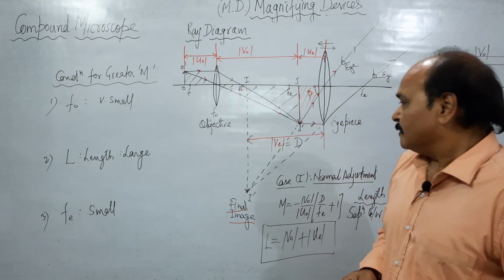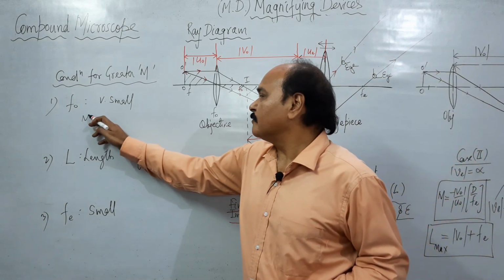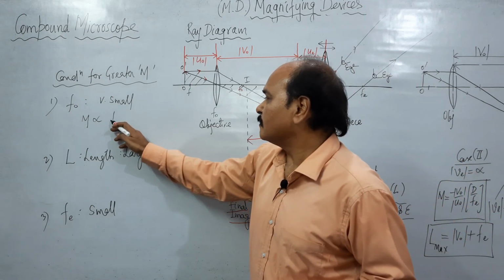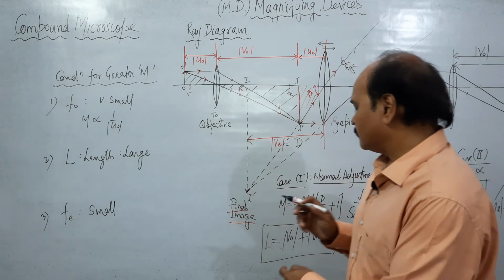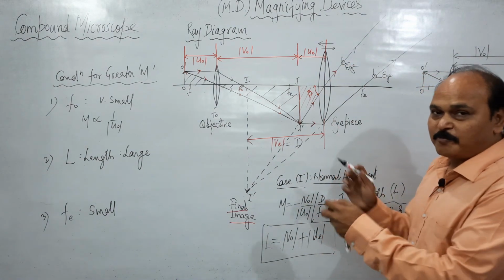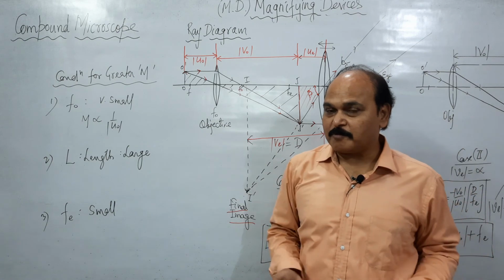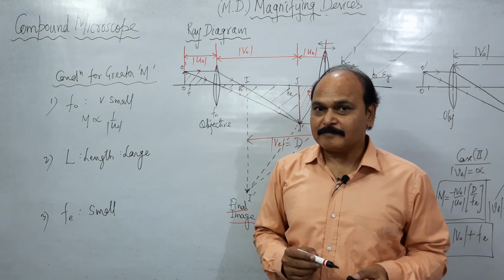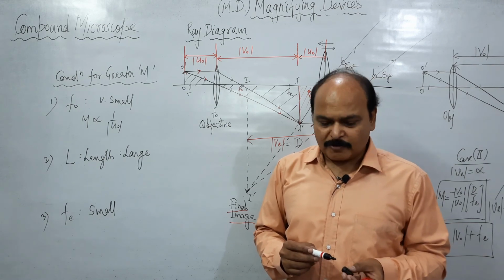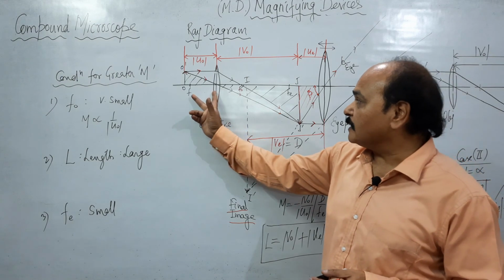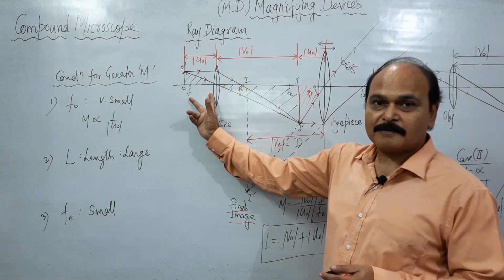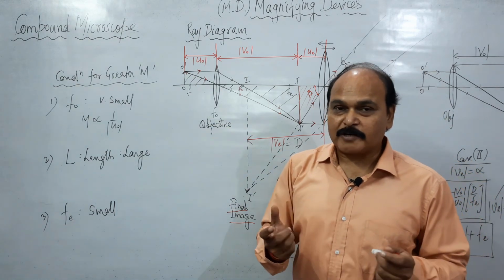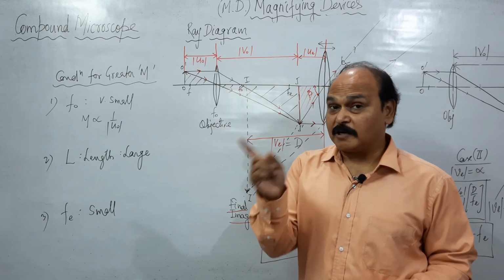Well, see, M of a microscope is inversely proportional to U naught. Can you see it? U naught. Smaller is U naught, that is the distance of object from objective, greater is going to be the value of M. What is U naught? U naught is a distance slightly greater than the focal length of objective lens. If the focal length of the objective lens is 1 centimeter, U naught cannot be less than 1 centimeter.